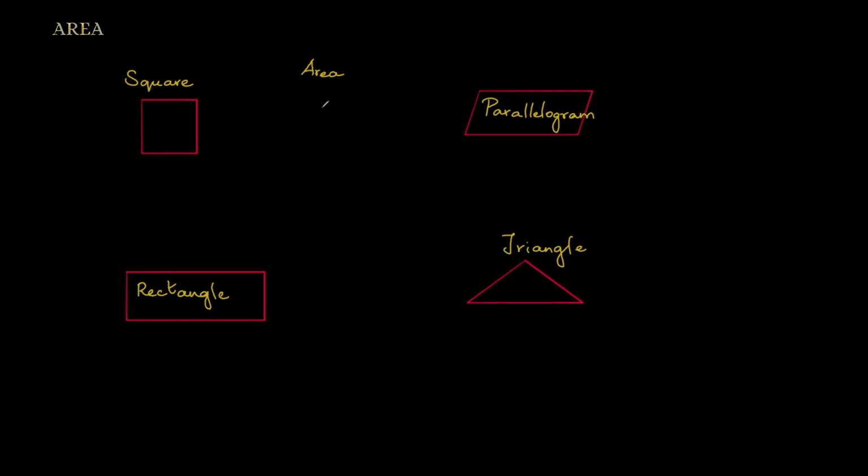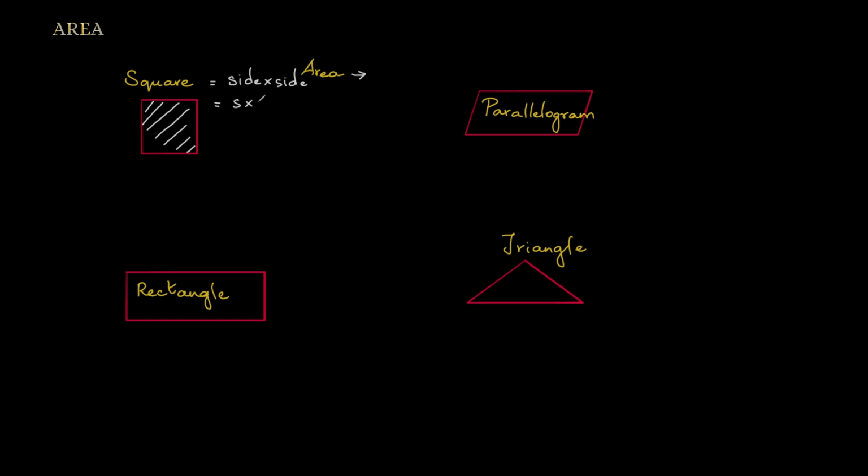So first, what do we mean by area? Area is nothing but we are just calculating the surface here. So how much surface does this particular shape occupy? So we are just going to calculate the area for square now. So to calculate area of a square, the formula is side into side, or else we can just cut short that as S into S.